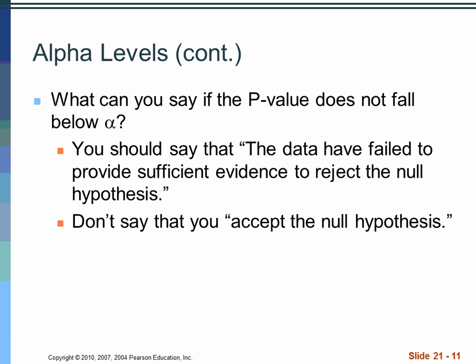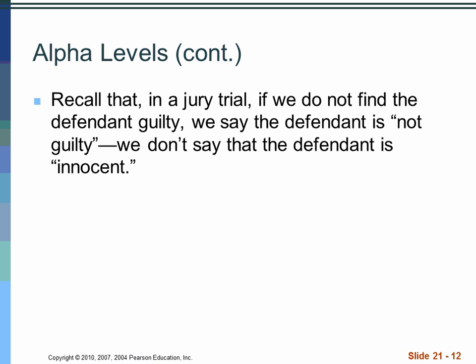So what can you say if the p-value does not fall below alpha? You should say that the data have failed to provide sufficient evidence to reject the null hypothesis. Don't say that you accept the null hypothesis. That was in Chapter 20. Please don't say that in your writing. Recall that in a jury trial, if we do not find the defendant guilty, we say the defendant is not guilty. We don't say that the defendant is innocent.